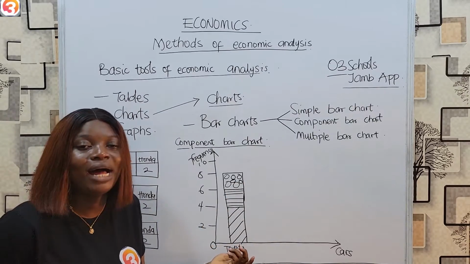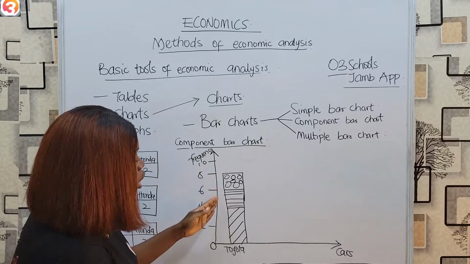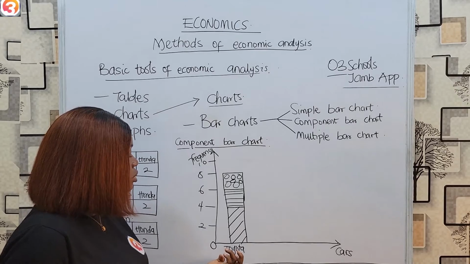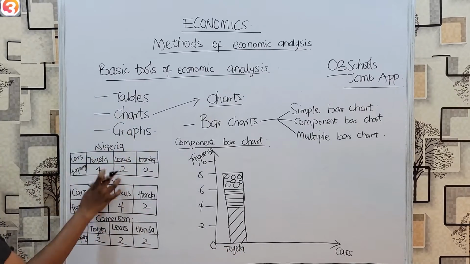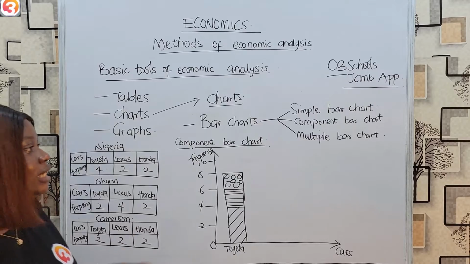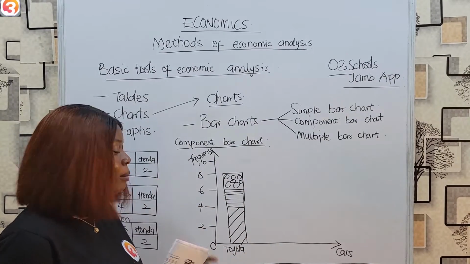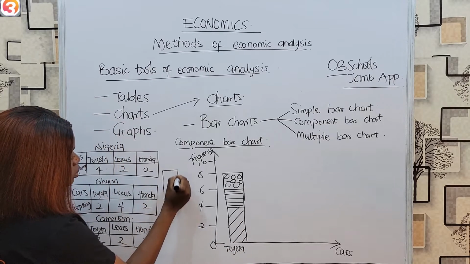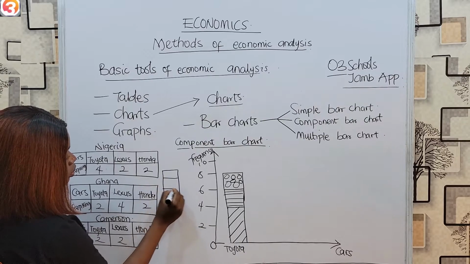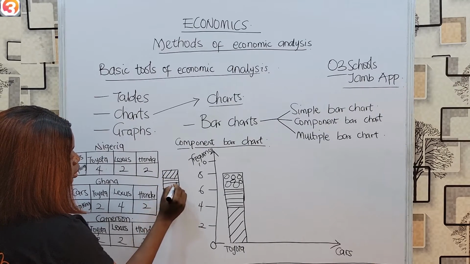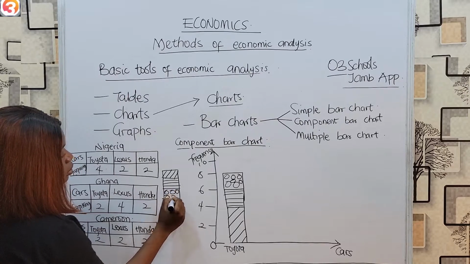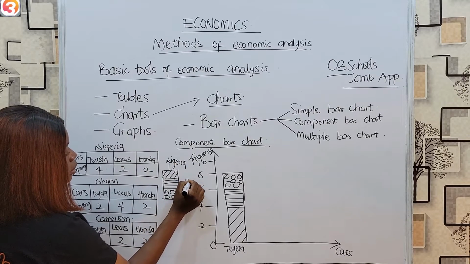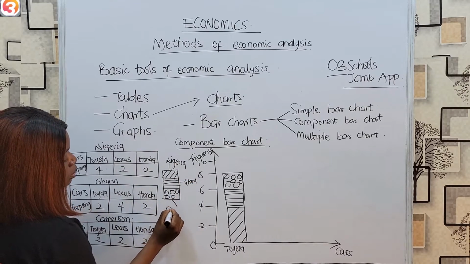So this is what a component bar looks like. One single bar is used to represent the frequency of Toyota, or the number of times Toyota appears in each and every table. Instead of drawing separate bars in a component bar chart, you can just draw it this way. You use 1 bar to represent it. Where the first shade, you can now put something like a key here where you say this represents Nigeria, this represents Ghana, and this represents what?